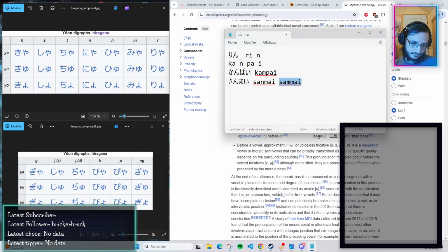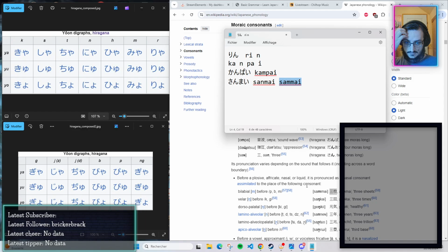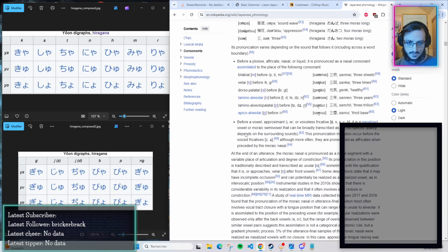So I won't go into too much detail on very specific stuff, because if you learn Japanese in a phonetically precise way, there are a lot more rules, but you don't really need them to pronounce it the right way and to be understood by Japanese people. So I just wanted to show mainly this rule because it's important. You don't say kanpai, you say kampai. For example, it's a very used word in everyday life. So yeah, I wanted to show this one mostly.